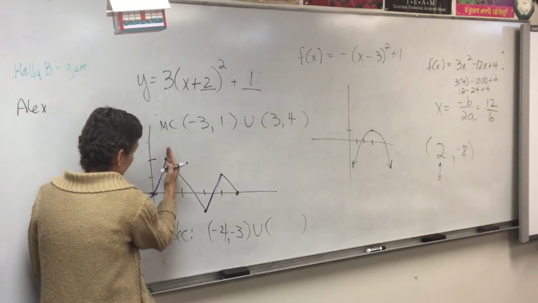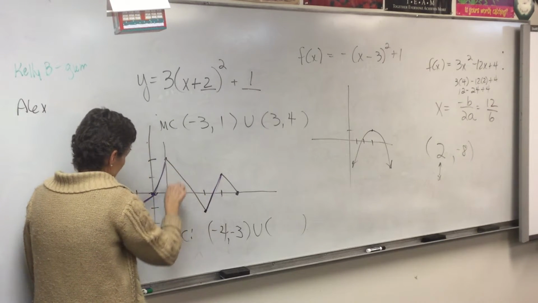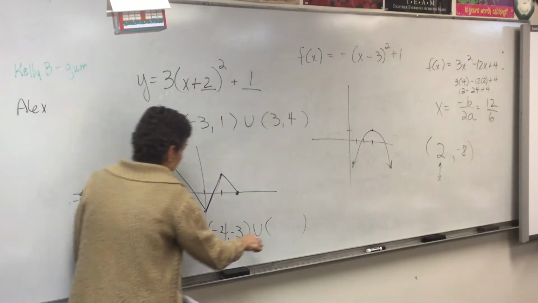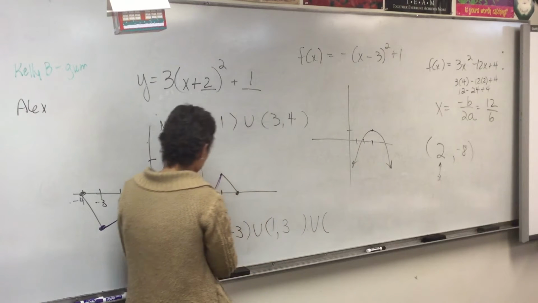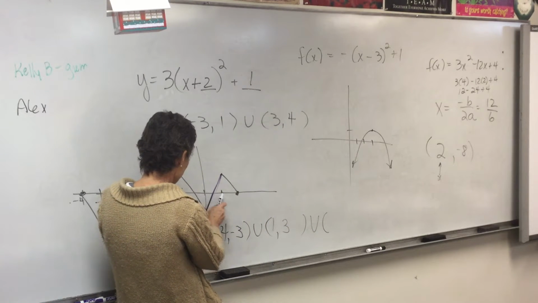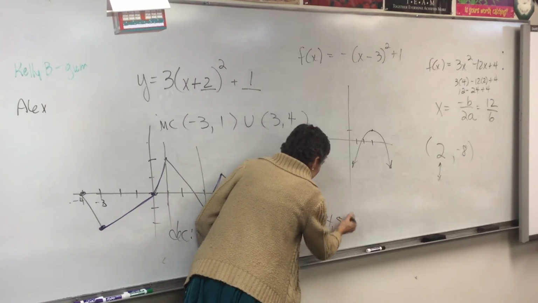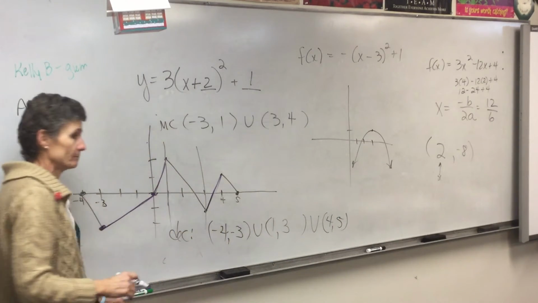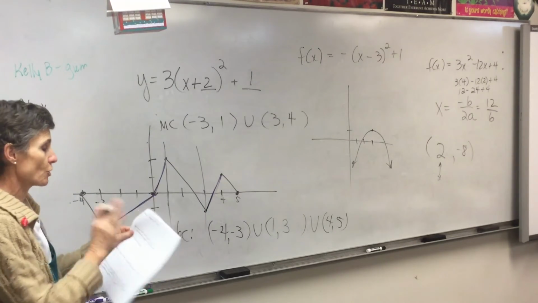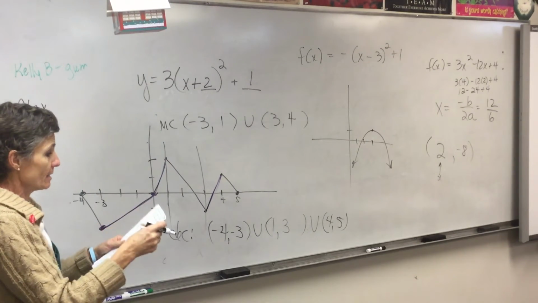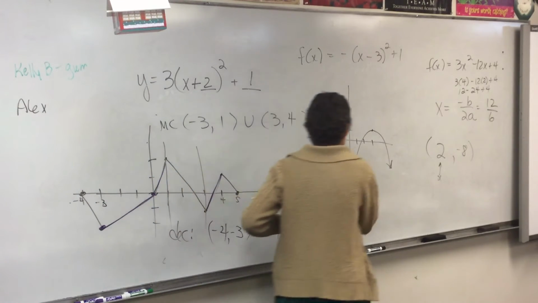Where else is it going down? From here to here, right? So from 1 to 3, it's going down. And then actually it's going down again, from 4 to 5. It's going down yet again. When you set up your intervals, you're talking about moving left to right. So you're looking at X values.